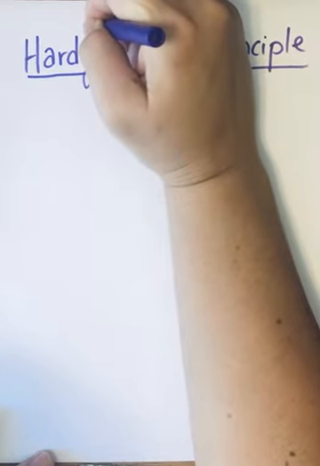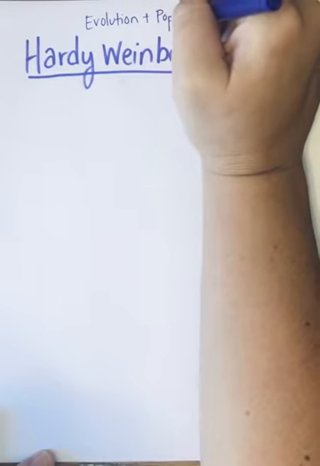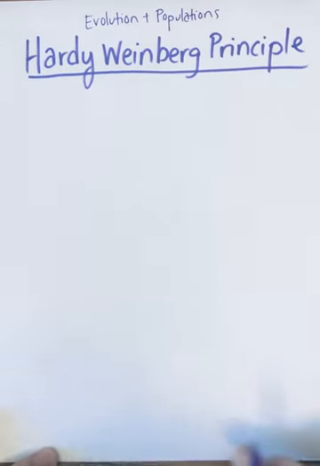Weinberg. So we are discussing evolution and populations. Now, Hardy-Weinberg is used during population genetics. Population genetics is the study of genes in a population to see if evolution occurs, and then to predict if a population is evolving. We talked about Hardy-Weinberg equations. It's also called the Hardy-Weinberg principle.